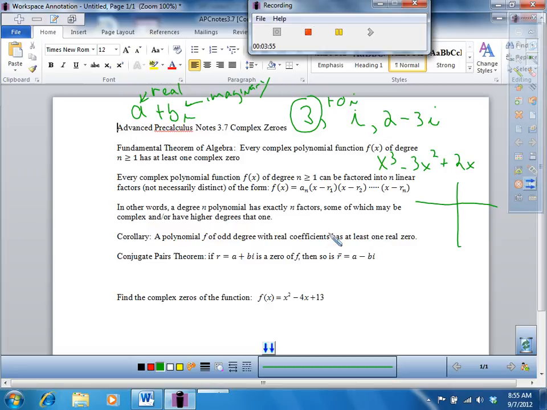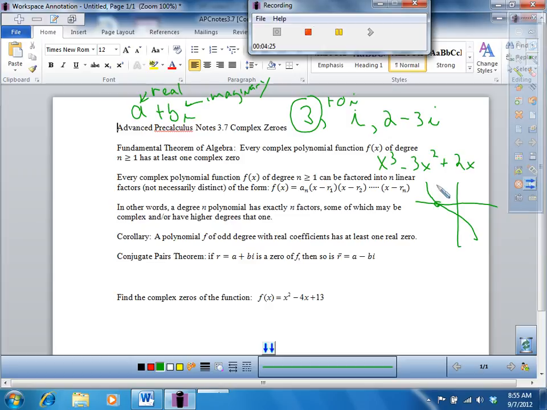if the function is odd, it's either going to start down here and work its way up, or it's going to start up here and work its way down. How many times must it cross the x-axis? At least. It has to at least cross the x-axis once, right? If it's starting up here and it ends down, at some point it's got to be going through. So if it's odd degree, it has to have at least one real zero.